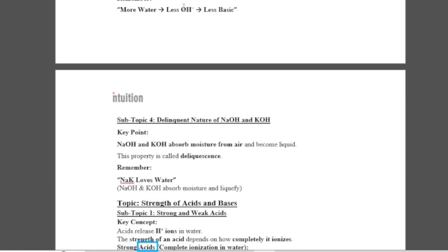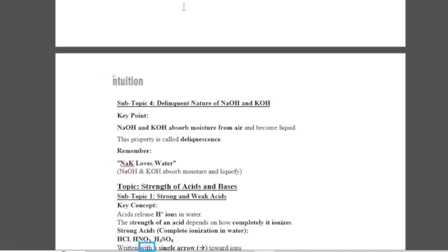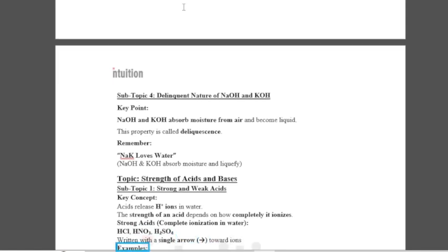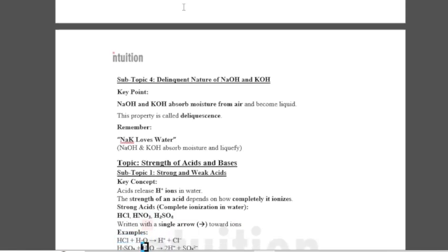Strong acids: complete ionization in water. HCl, HNO3, H2SO4, written with a single arrow toward ions. Examples: HCl plus H2O gives H3O+ plus Cl-, H2SO4 plus 2H2O gives 2H3O+ plus SO4 2-.